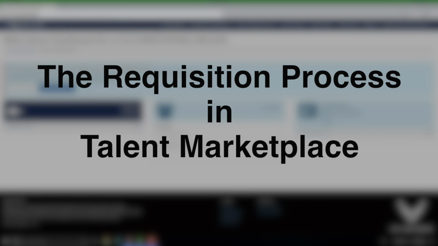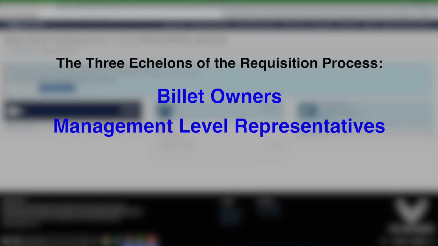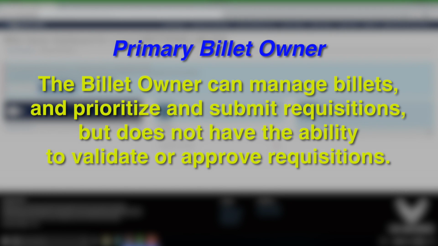First, let's discuss the requisition process in Talent Marketplace. Currently, billet owners, management level representatives, and assignment team desks at AFPC comprise the three echelons of the requisition process. The lowest echelon is the primary billet owner, or his or her secondary billet owners and agents. The billet owner can manage billets and prioritize and submit requisitions, but does not have the ability to validate or approve requisitions.